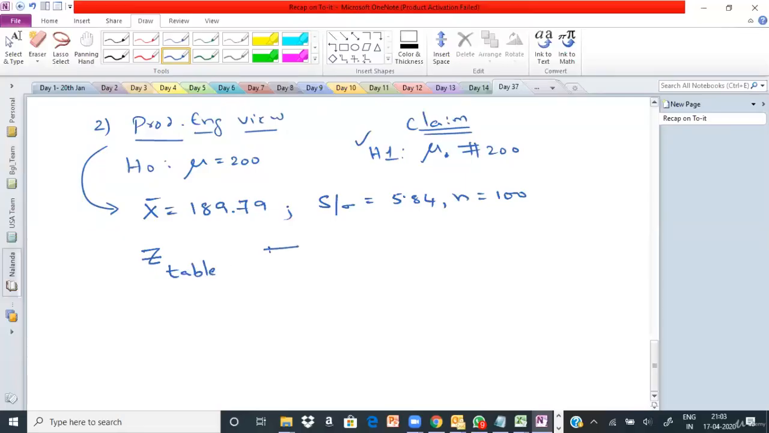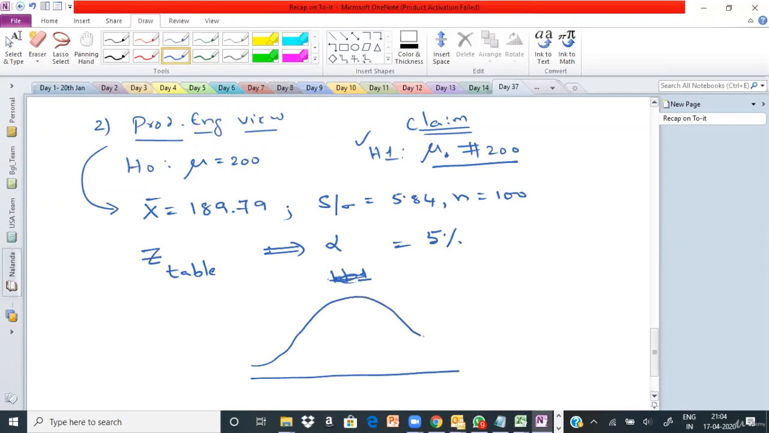Now, what will be my Z table? Z table is coming from your alpha. What is alpha here? 5%. But what is your H1 talking about? What is your H1? H1 is this. So what kind of test is it right now? Because it is not equal to 200, I need to draw the graph. Draw the histogram. When I draw the histogram, your mu is somewhere in the center. So it is not equal to 200. That means it may be less or it may be more.